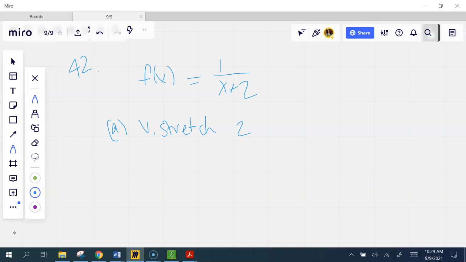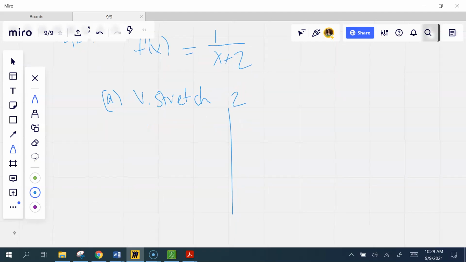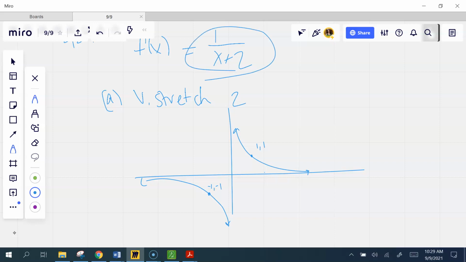First of all, let's graph the parent, or not the parent, but let's look at f of x. This is a parent function, right? It's one of the functions you learned. What is it? The reciprocal function. Remember what reciprocal looks like? You had like 1, 1, -1, -1, right? How is this different than the parent function? What's happened to it?